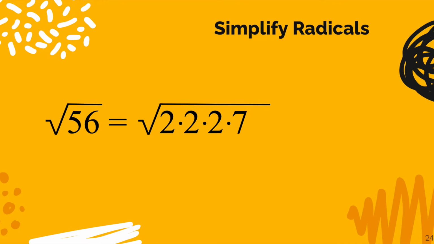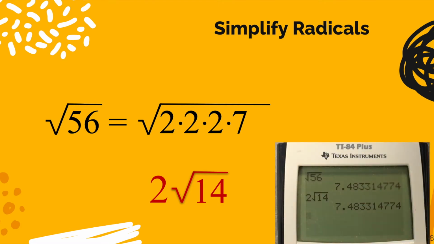As you can see, we do have a pair of 2's that are under the radical, and that's the same thing as the square root of 4, which is 2 on the outside of the radical. And then stuck inside the radical is still the 2 and the 7, which of course makes 14. So radical 56 is the same number as 2 radical 14. And here, take a look at the calculator. You see radical 56 is the same decimal as 2 radical 14.